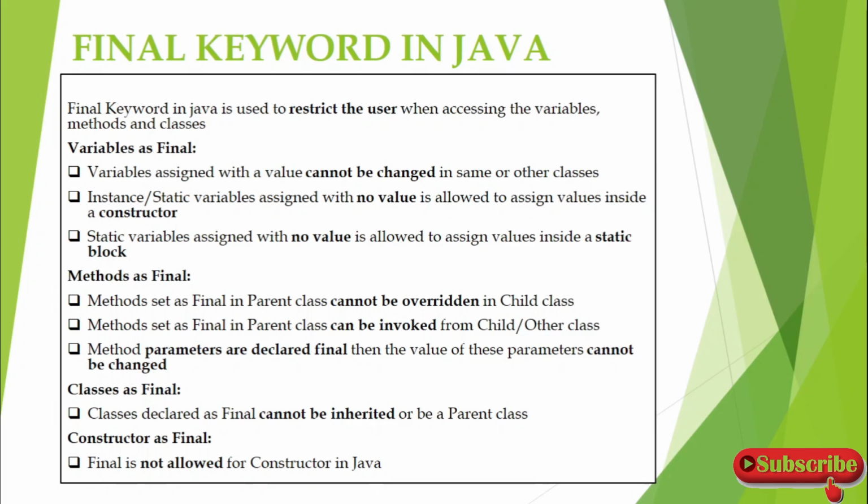So in this video, let's see what is a final keyword in Java. A final keyword can be applied in variables, methods, and classes, and this is mainly used to restrict the user when accessing the variables, methods, or classes. Okay, and in constructors, final keyword is not allowed. And these are some points that we need to discuss now: in variables, methods, and classes, how it behaves when you apply the final keyword in your program.